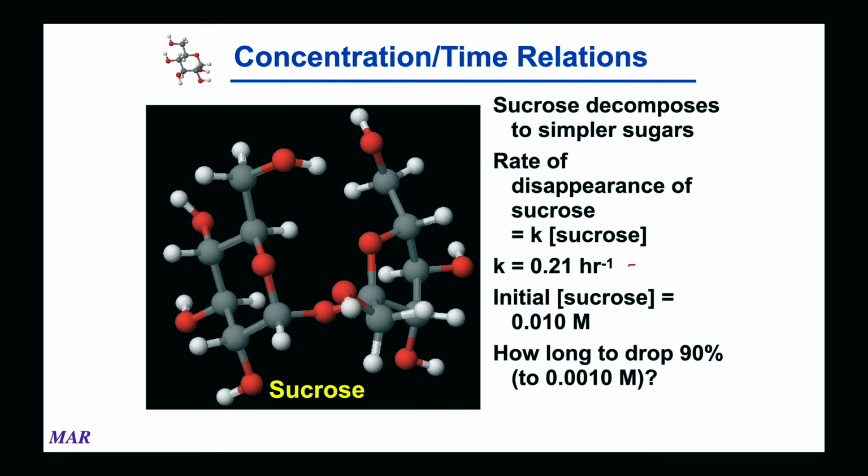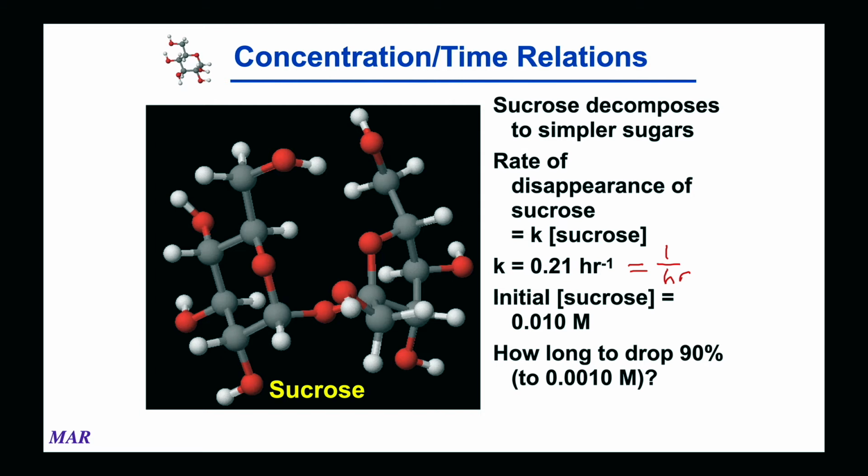If you see that inverse hours, you just realize that equals 1 over hours. It's the same thing. Hours to the negative 1 takes maybe a little less time to write than 1 over hours. But anyway, I digress. So let's say that you have a sucrose concentration of 0.010 moles per liter, and you want to know how long it's going to take to drop to 90% of the initial value. So how long is it going to take to go to 0.0010 molar?